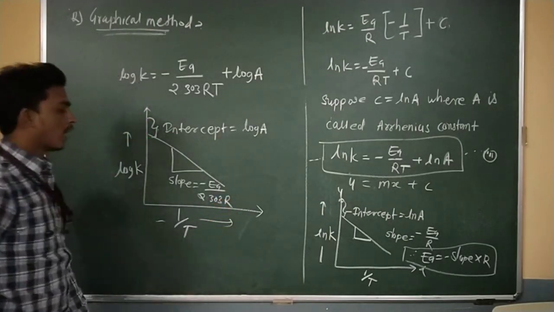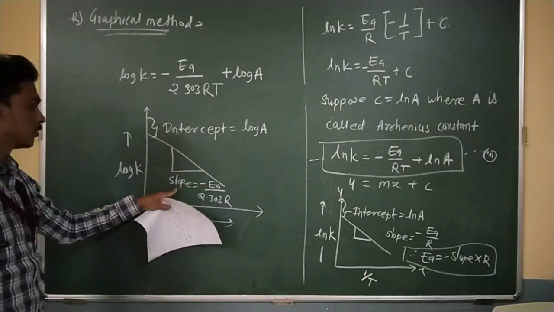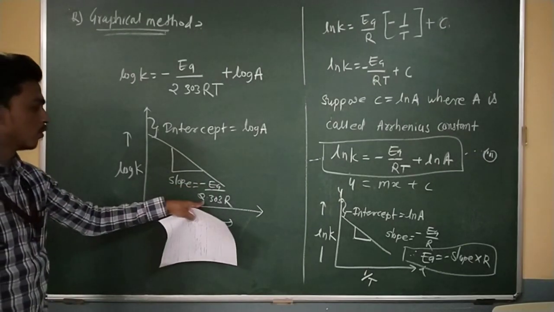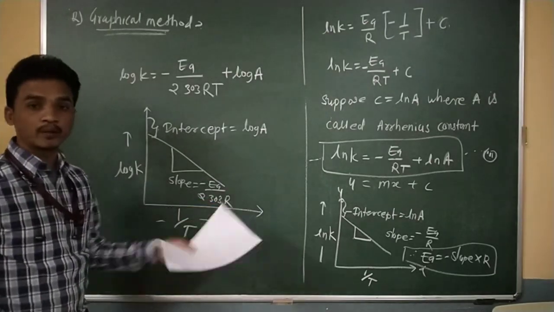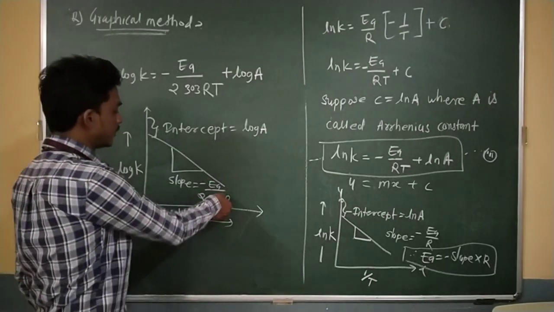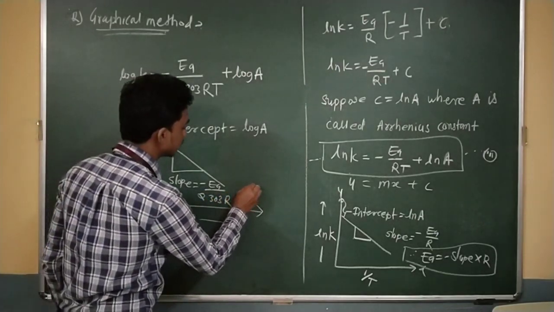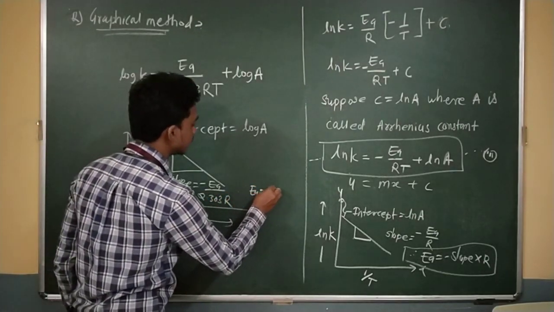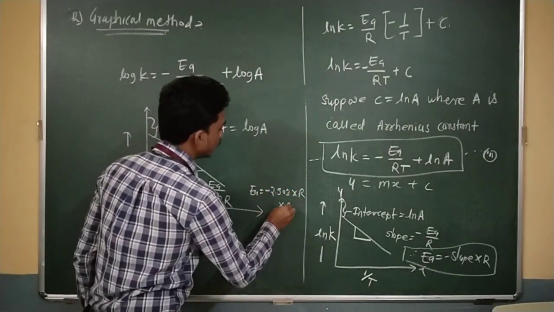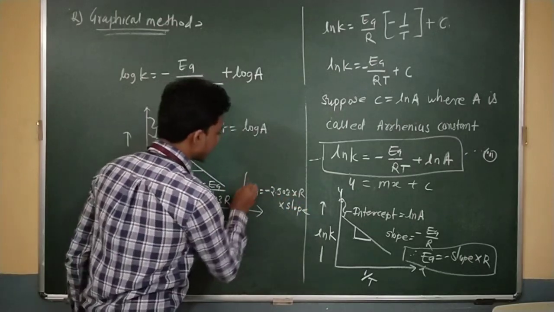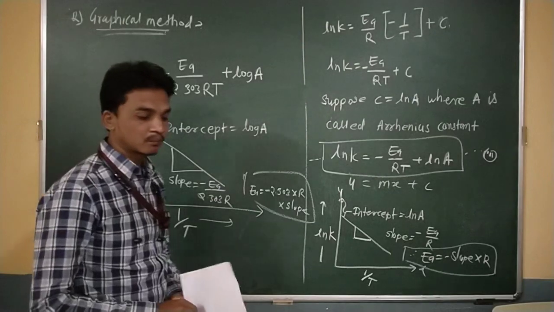If I want to calculate the activation energy, then I know the value of 2.303 multiplied by R. We know the value of R, so we can calculate by using these equations: EA is equal to minus 2.303 into R into slope. Like that, I can calculate the activation energy of any reactant molecules.